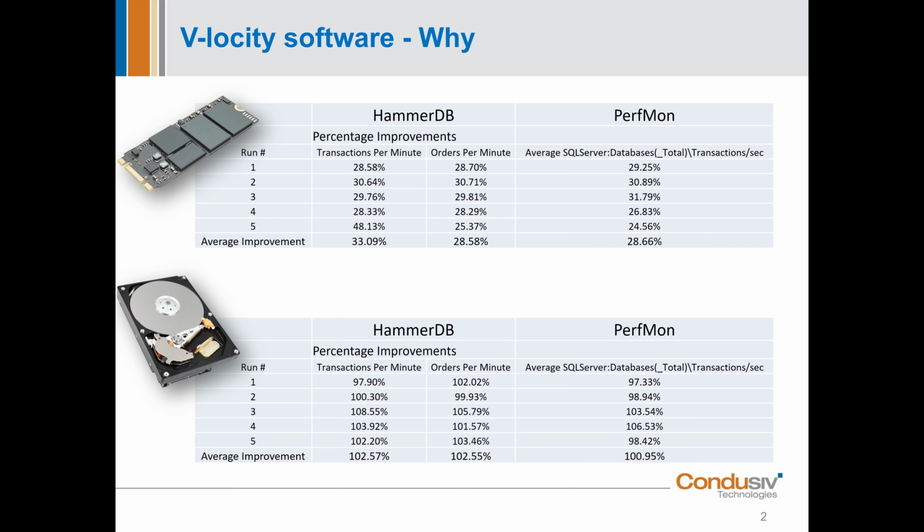And this was backed up by the Perfmon metrics that showed a 28% improvement in transactions per second. When running the tests again using spinning hard drive storage, there was around 100% improvement. Either way, this is great news for SQL DBAs who care about the performance of the databases underpinning their business-critical applications.